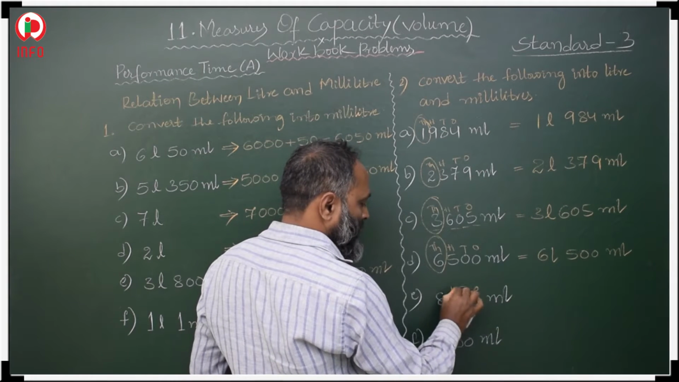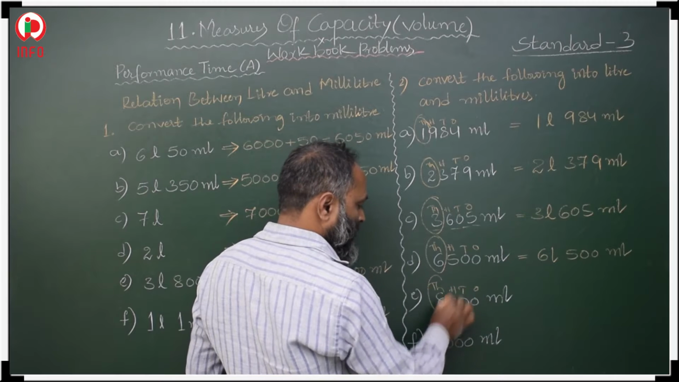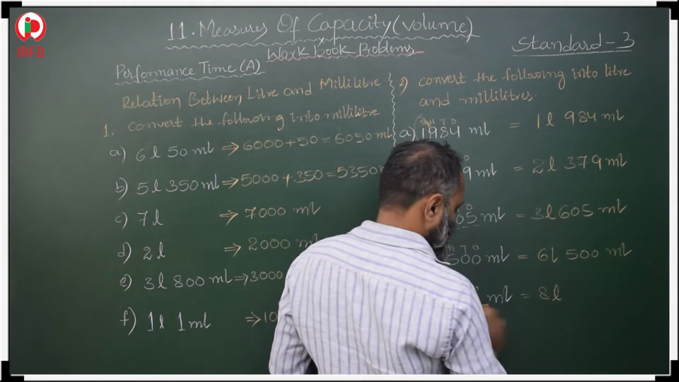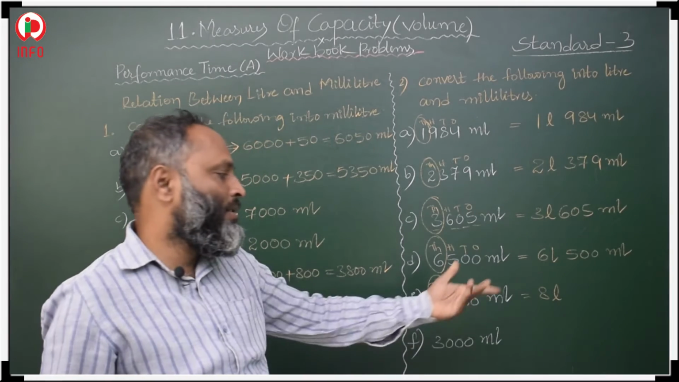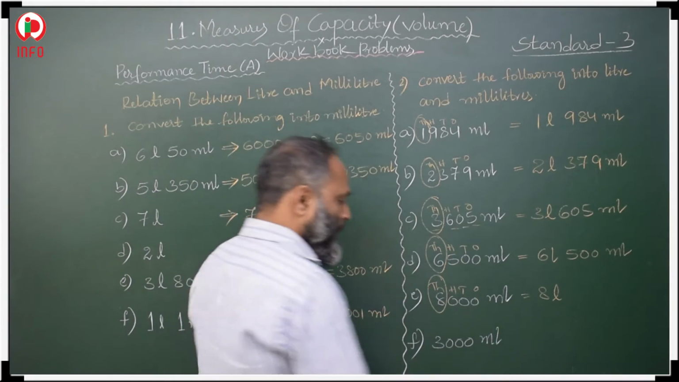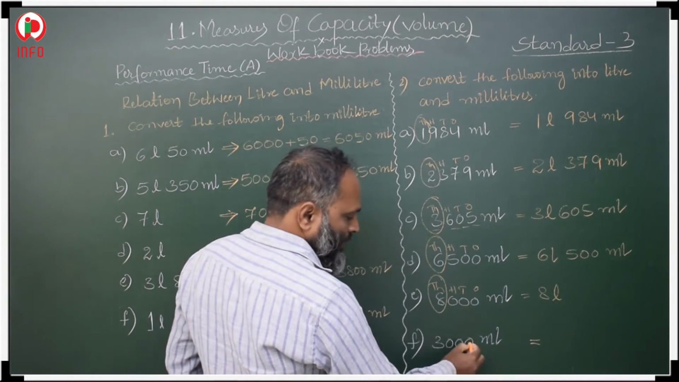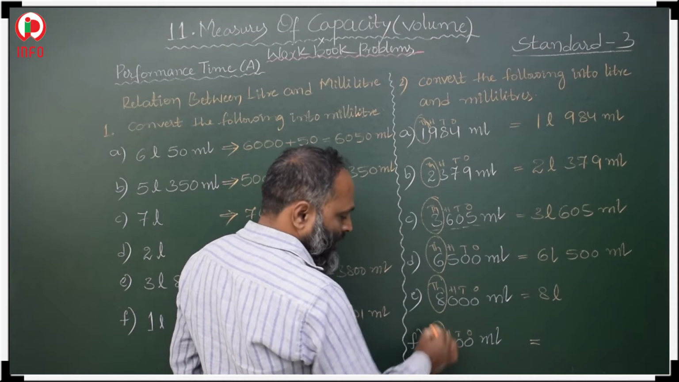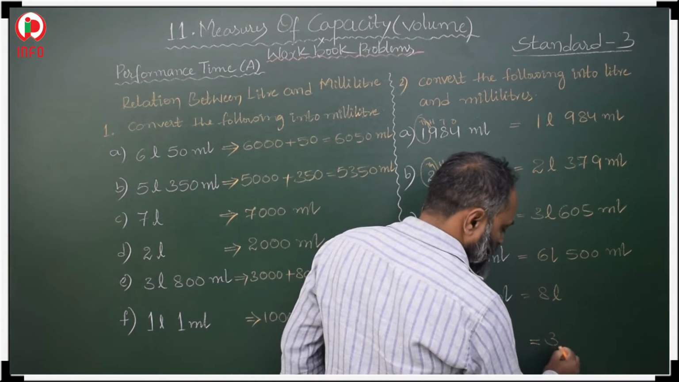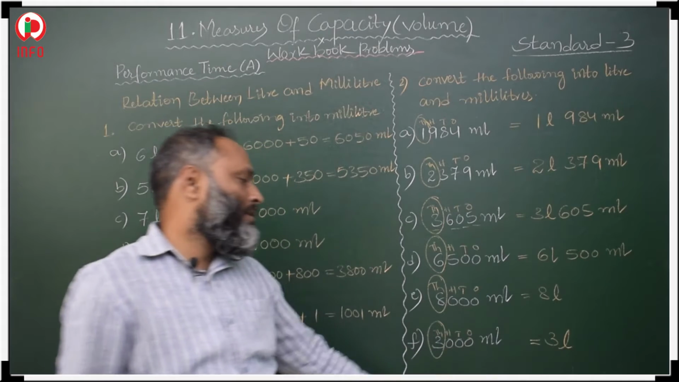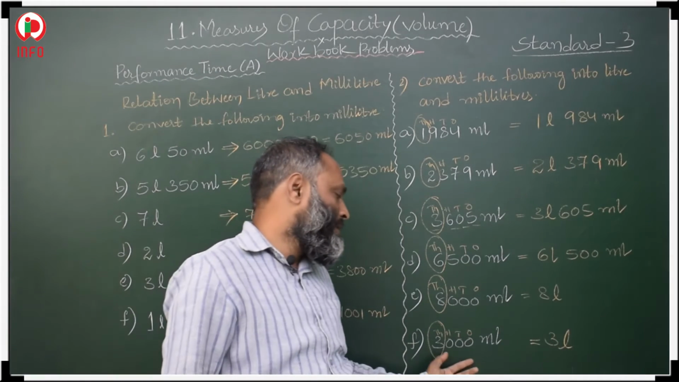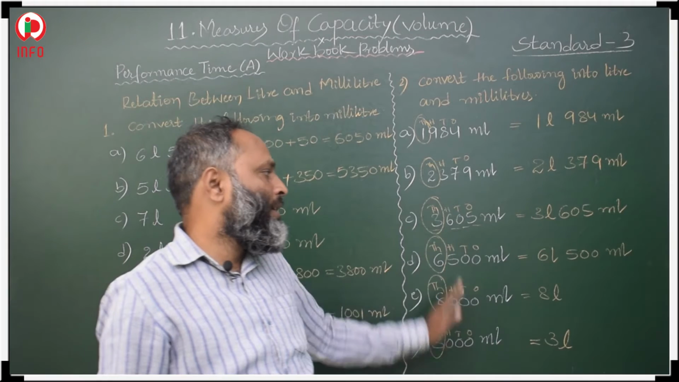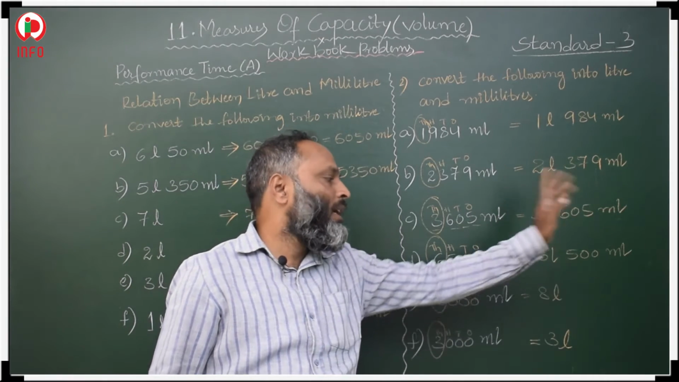Ones, tens, 100. This is 1000. 8 is in the thousands place, 8 liters, then after that all are zeros, no need to take milliliters. Now, here ones, tens, 100, this is 1000. In the thousands place 3 means 3 liters, and in the milliliters place all are zeros, no need to take, that is 3000 milliliters means 3 liters. Okay, this is the conversion of milliliters into liters and milliliters.